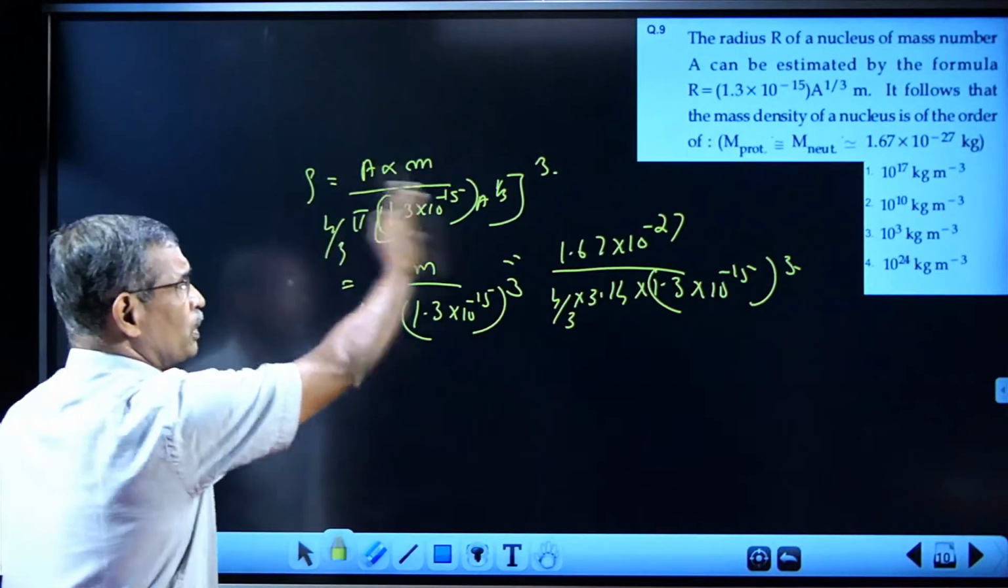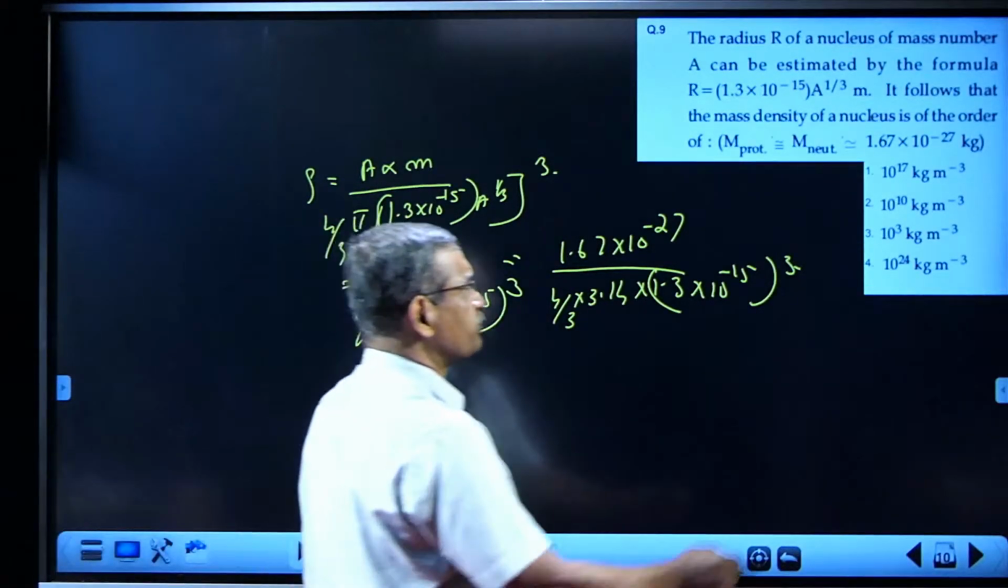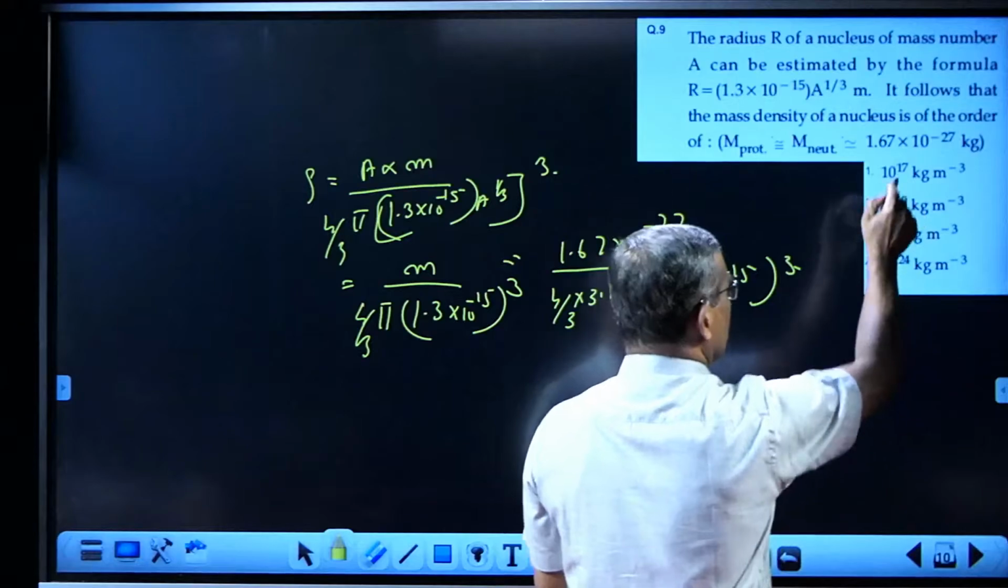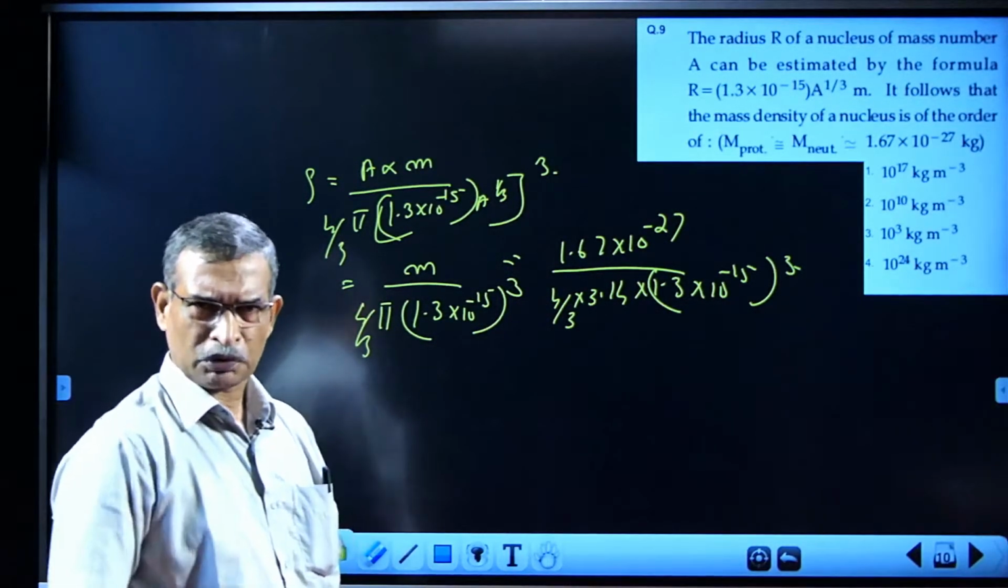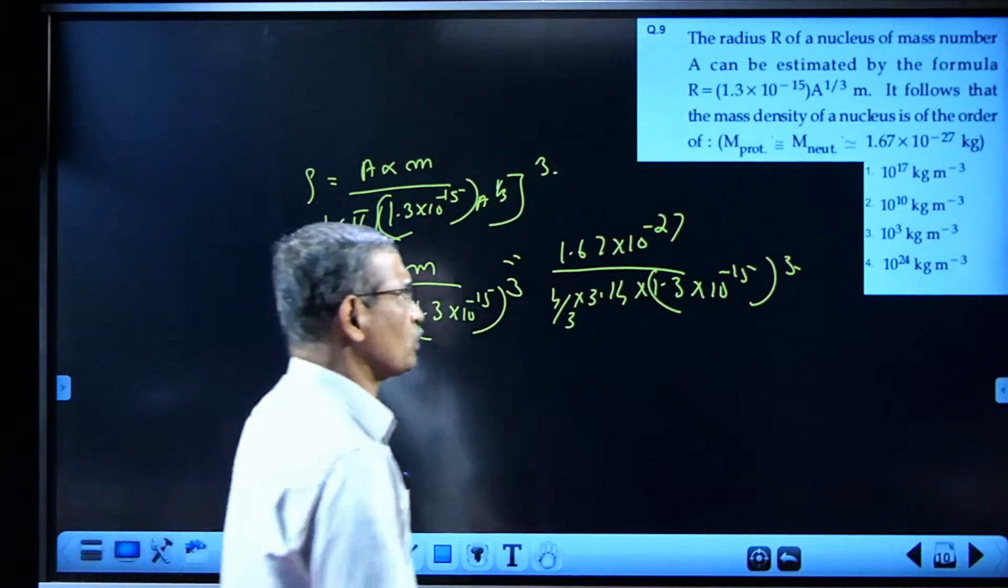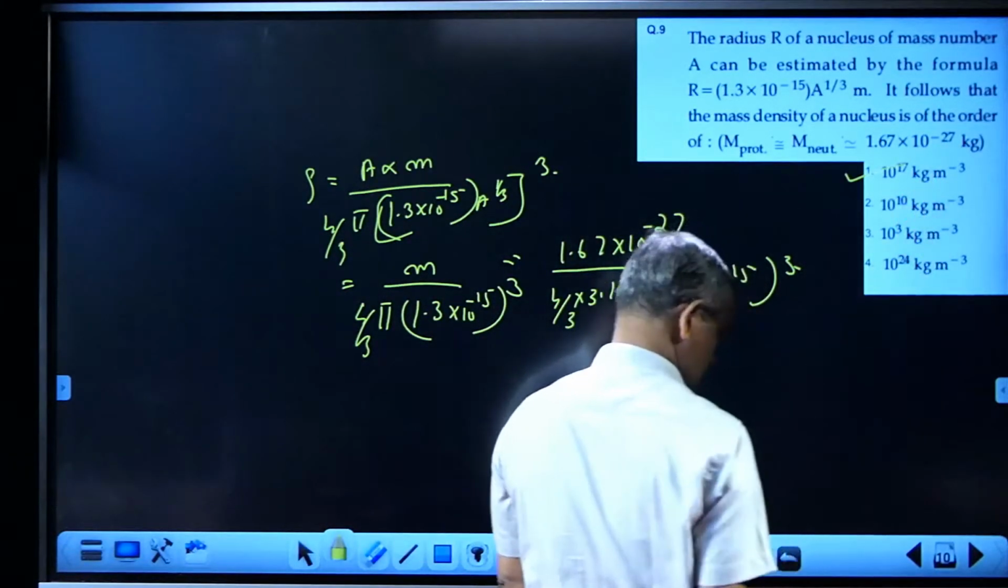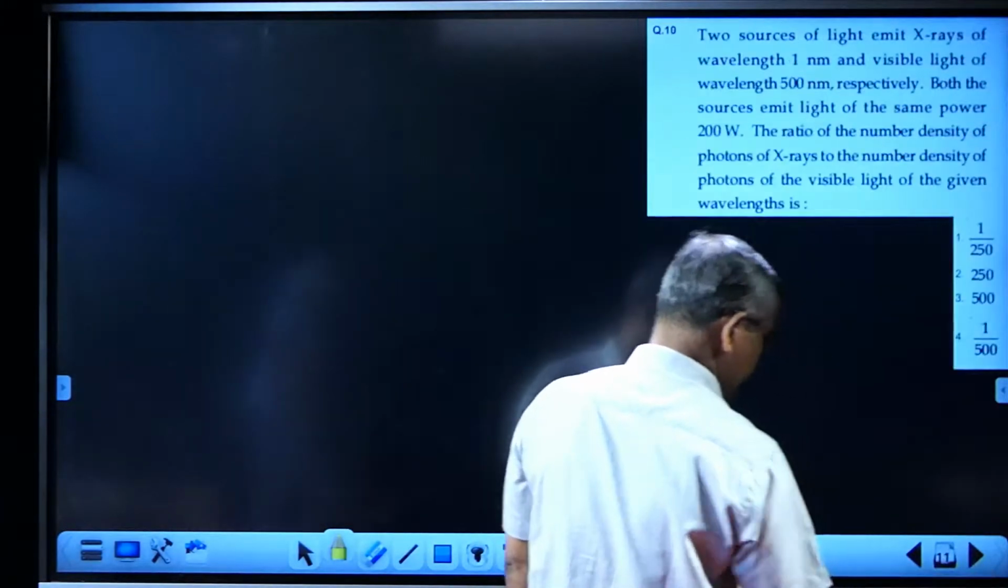But there is no need of doing this, because in the options, the value is around 10 raised to 17, the nuclear mass density. Without doing the calculation, you can get the answer. It is option 1. So it's a knowledge type question.